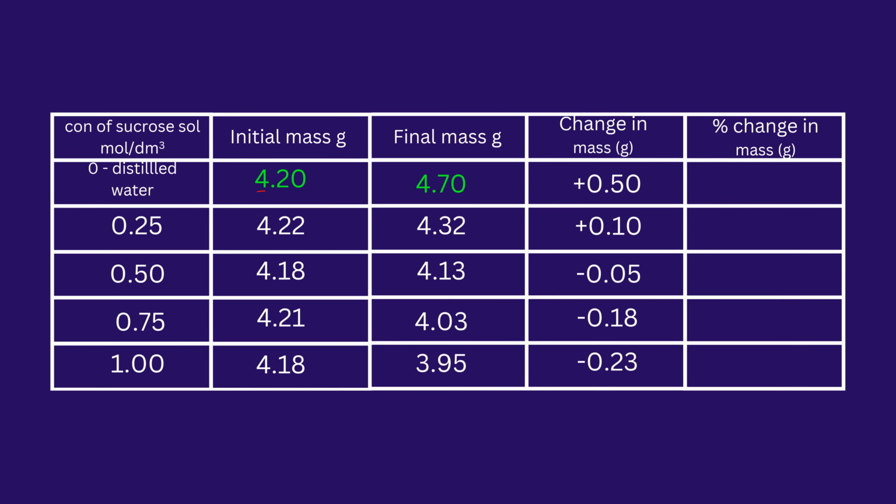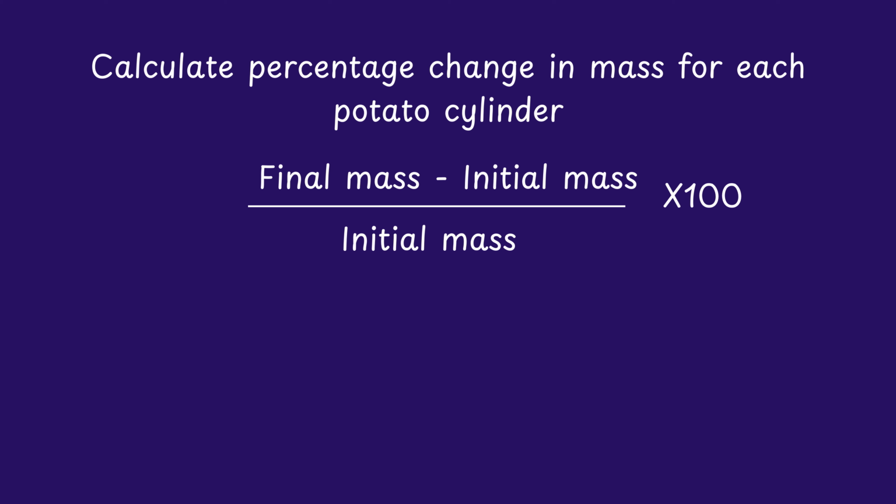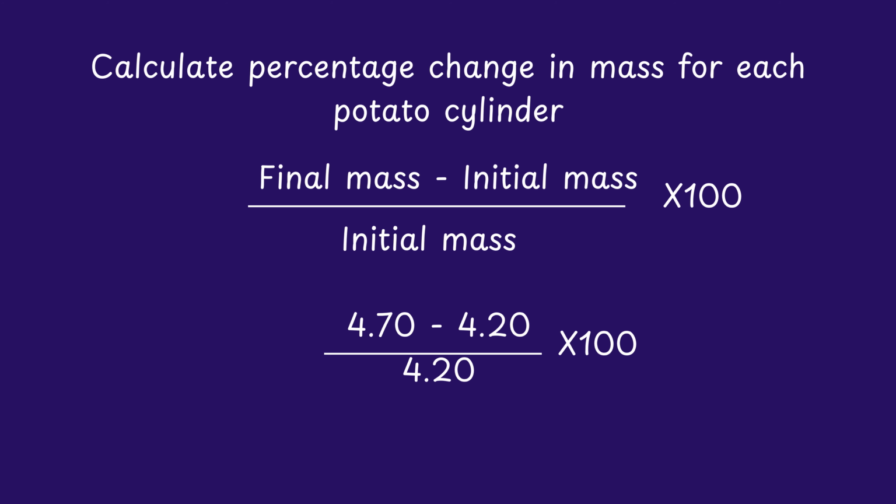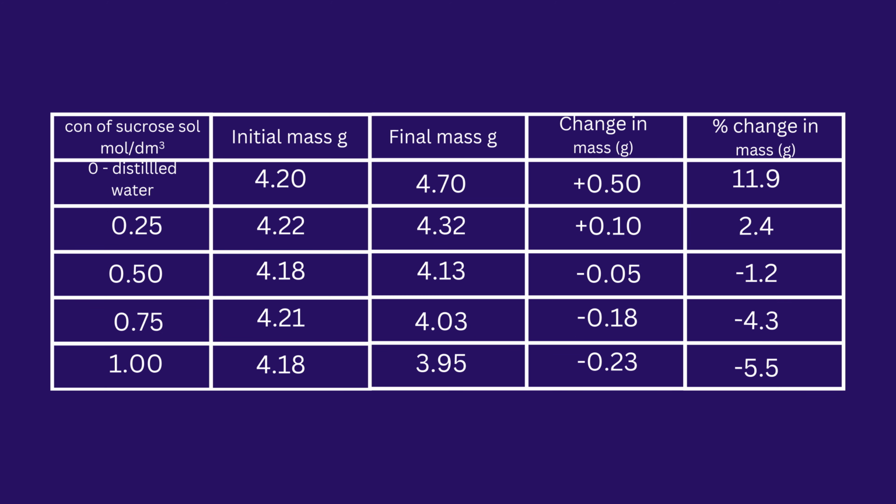All right, students, let us use these two values to get some practice using the equation to calculate percentage change in mass. So the final mass is 4.70 and the initial mass is 4.20. So here is our equation. Let us now plug the values in. So we're subtracting 4.20 from 4.70 and then divide by the initial mass, which is 4.20, multiply by 100. Your answer is 11.9%. This is the complete results table now, students.